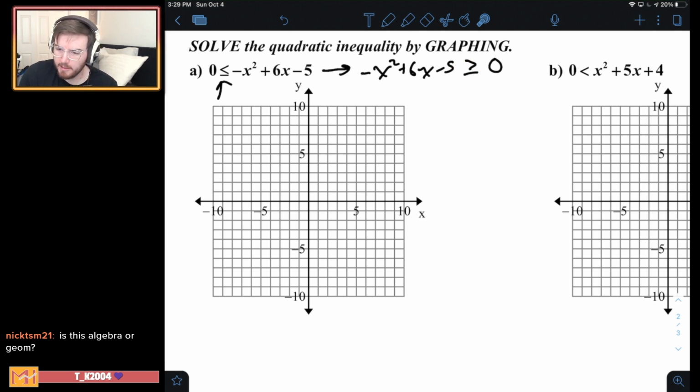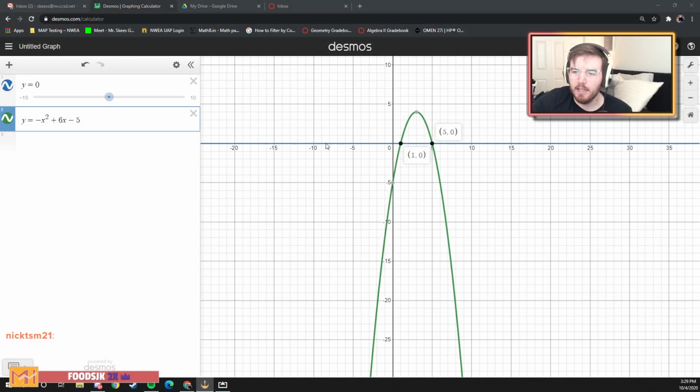Hopefully that logic makes sense. So where is our graph greater than 0? When I look at my graph here, this is 0 where my mouse is moving. My graph is less than 0 on these arms because it's going down and getting into the negatives. These numbers are all clearly less than 0. I'm greater than 0 up here, and I'm equal to 0 on these black dots. So that's from 1 to 5.